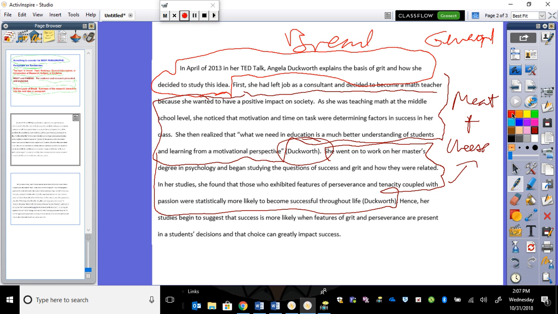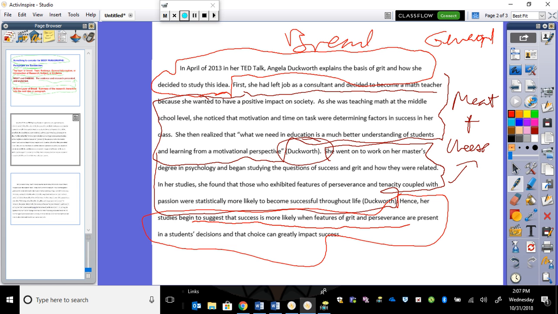Then last but not least, our bottom layer of bread ends up being a summary statement. Hence, her studies begin to suggest that success is more likely with grit and perseverance. So we summarized essentially what all of this meat and cheese was going through.